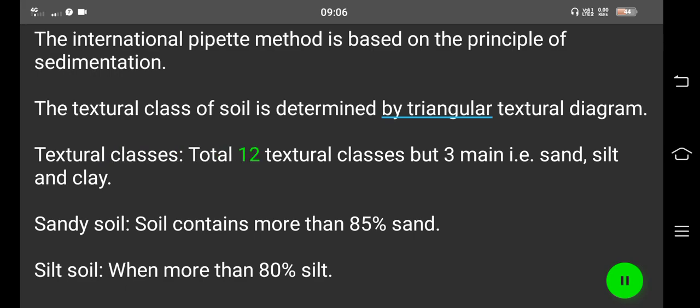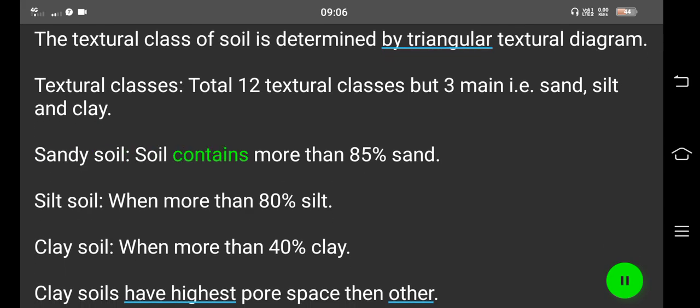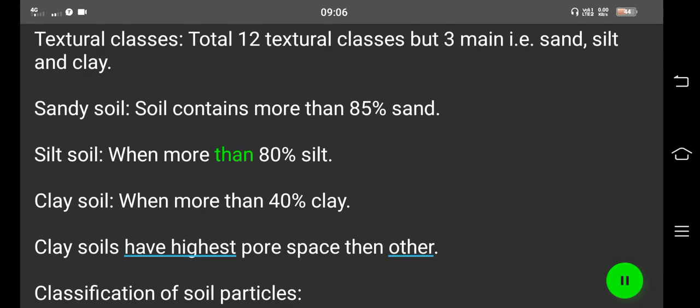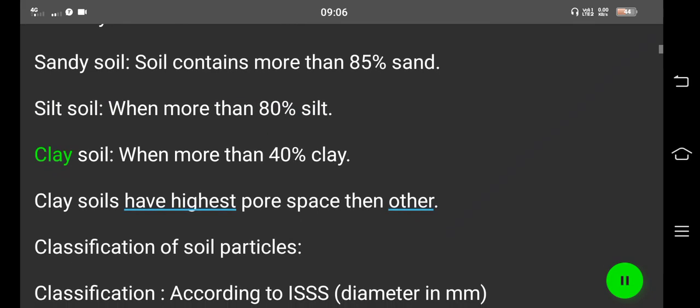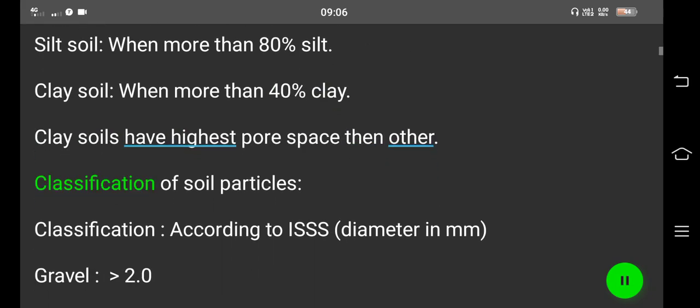Textural classes. There are a total of 12 textural classes, but 3 main ones, i.e. sand, silt and clay. Sandy soil contains more than 85% sand. Silt soil, when more than 80% silt. Clay soil, when more than 40% clay. Clay soils have the highest pore space of all.